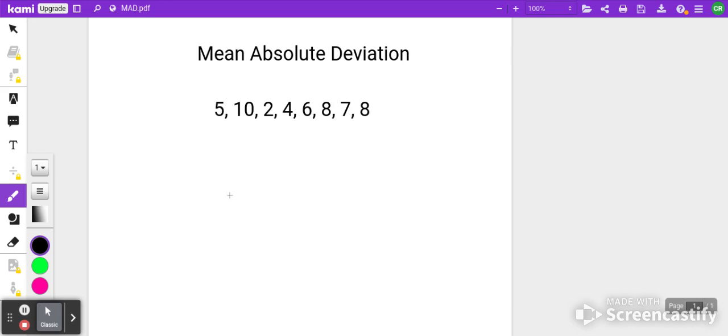So the first thing you need to do is find the mean. Now to find the mean, remember that means the average. We're going to add up all the numbers and then divide by how many there are. So we're going to add 5, 10, 2, 4, 6, 8, 7, 8, and then divide by however many numbers there are. And there's 1, 2, 3, 4, 5, 6, 7, 8. So we're going to add them all up and then divide it by 8.